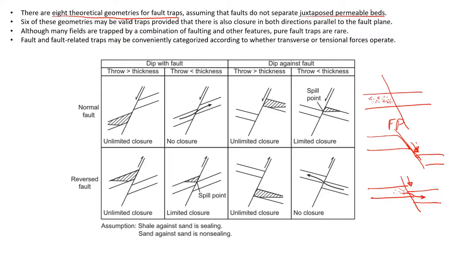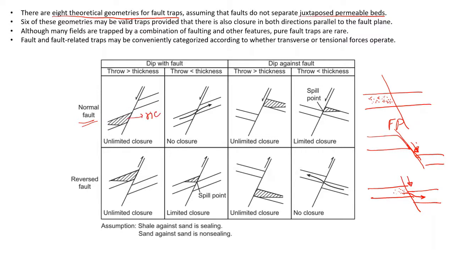Means, let us say that the permeable beds are not sent too far away due to the faulting. So what will happen? You can see here that when the dip is with the fault, it is in the direction of the faulting. So what will happen over here in case of a normal fault?